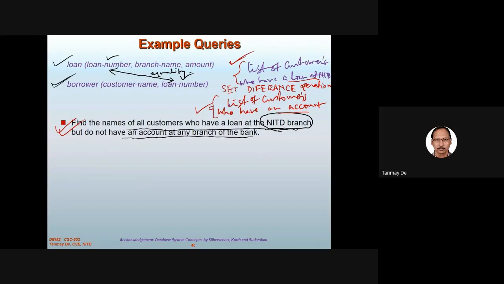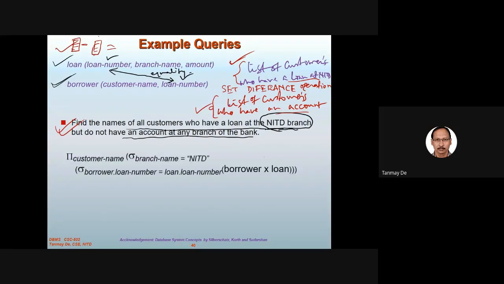Because this list consists of customers who have a loan at the NIT Durgapur branch, and this list consists of customers who have an account. If we perform the set difference, what is the result? The result is the list of customers who have a loan at the NIT Durgapur branch but no account at any branch. So we can use that idea here. I already discussed this in our previous slide. This actually gives us the list of customers.